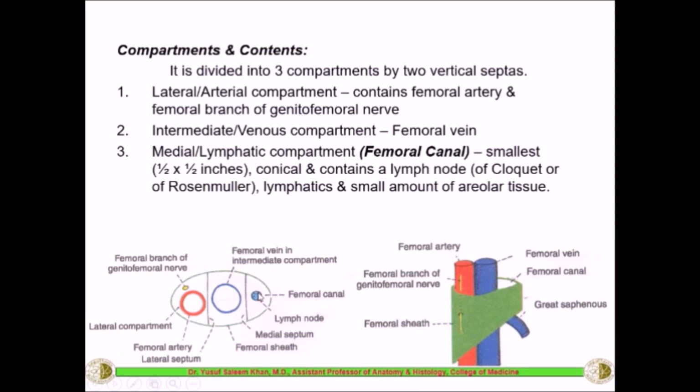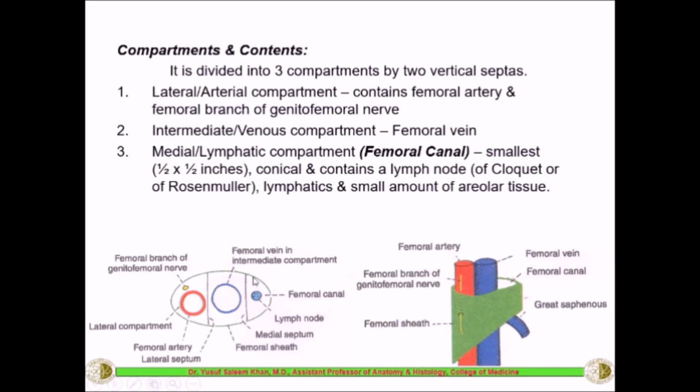This compartment is also called the femoral canal, and here, as I said, you can see a small group of lymph nodes, half an inch in size, also called the lymph nodes of Rosenmuller or lymph nodes of Cloquet, along with lymphatics and a small amount of areolar tissue. That's what you can see here, a small quantity of fat along with the small group of lymph nodes.